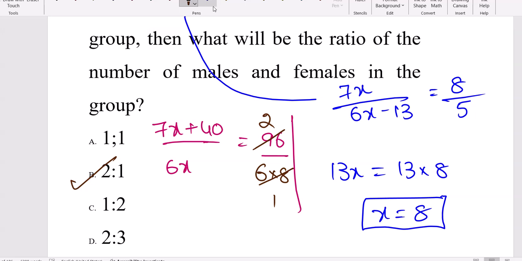But still, sir, if they give this question in the exam and I got some other answer because I took 6x minus 13, that's where our part will come into the picture. You have to think in that direction as well. Then they don't give any free marks.